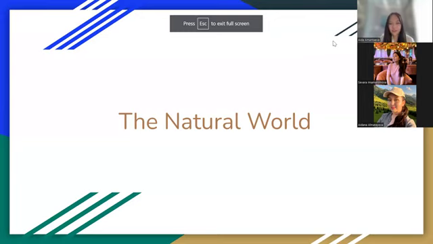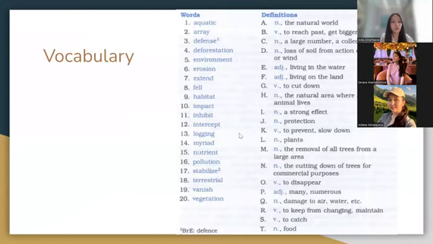Okay, so basically, as I mentioned earlier, we're going to take a look at natural world. So what we're going to do today is we'll focus on some vocabulary, reading, and if we have time, we can also do some listening exercise.